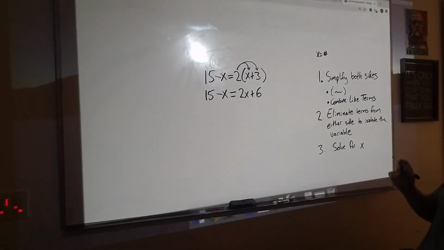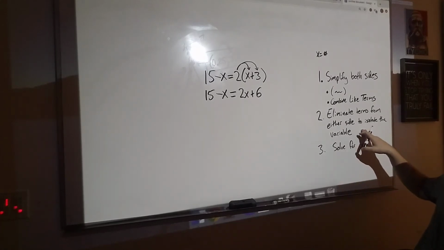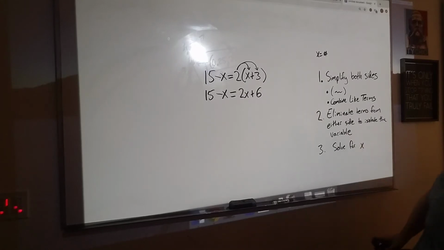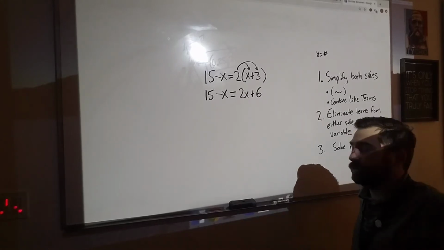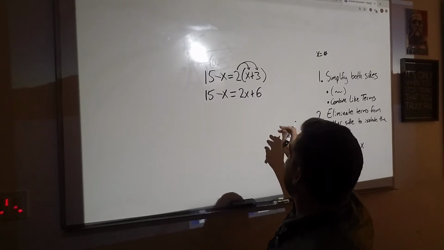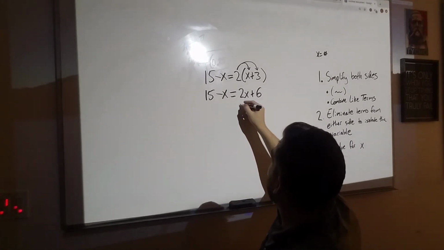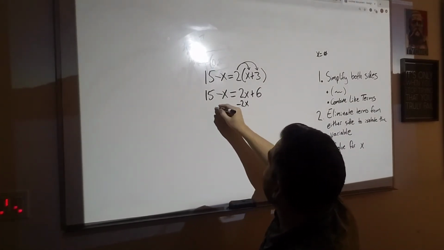All right. No like terms to combine. I've dealt with my parentheses. This is as simple as it's going to get. Next thing I need to do is start eliminating terms from either side to isolate the variable. I usually like having my x values on the left side, so I'm going to eliminate the x's from the right.